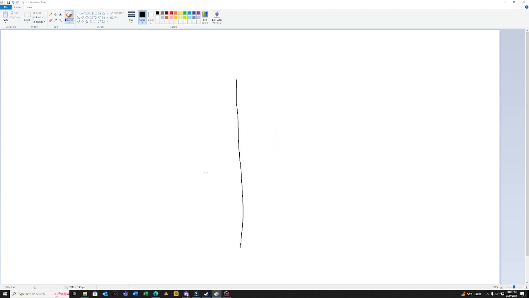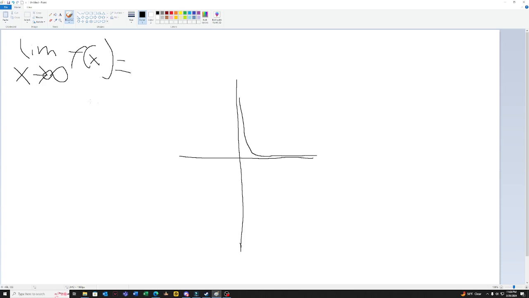Another thing that might trip you up is, let's say we have a graph that looks something like this. We'll call this f of x. We'll ask, as x approaches, now don't let this scare you, infinity of f of x. So x approaches infinity, which means pretend that this graph goes on forever.